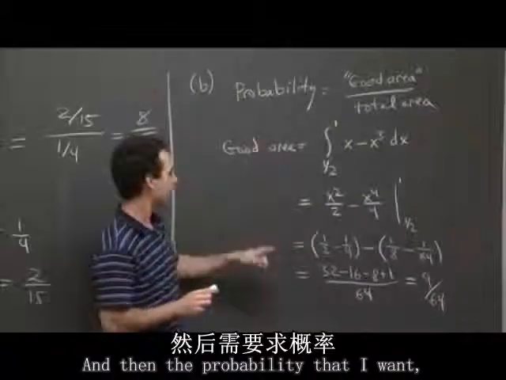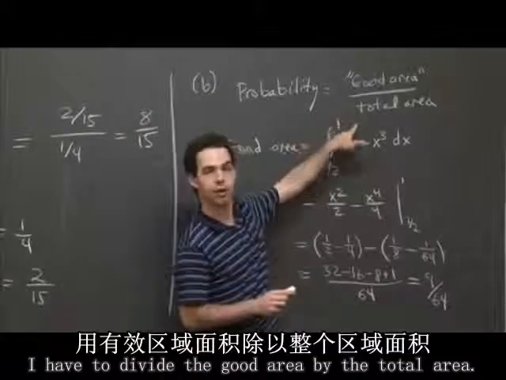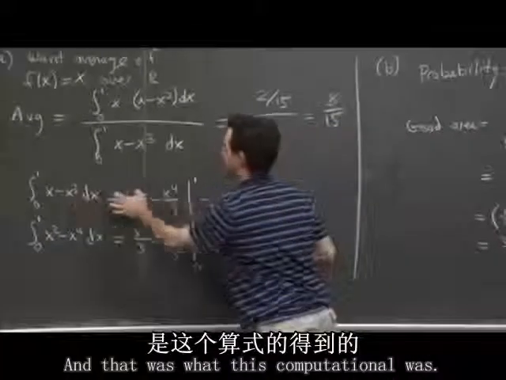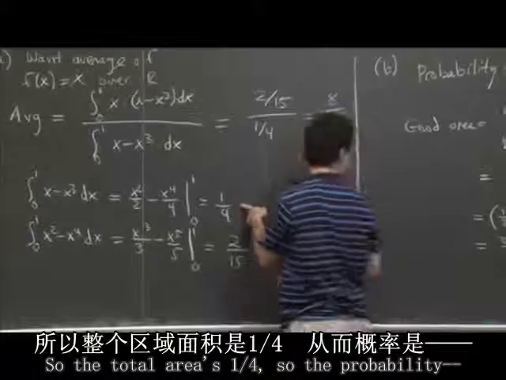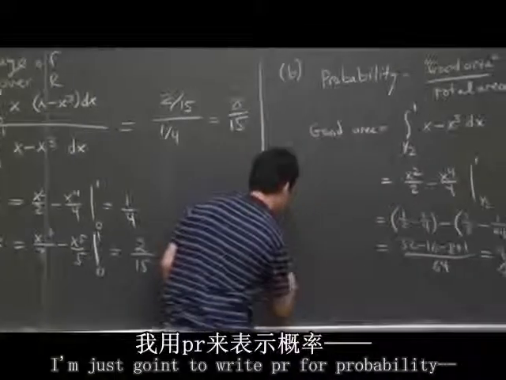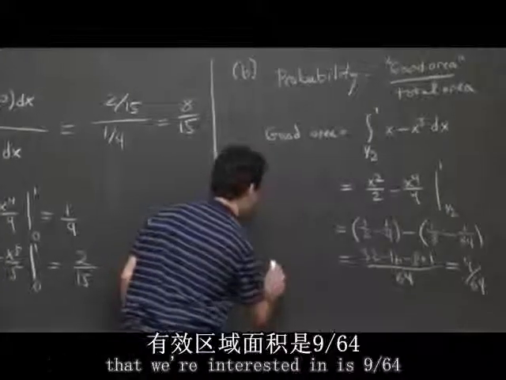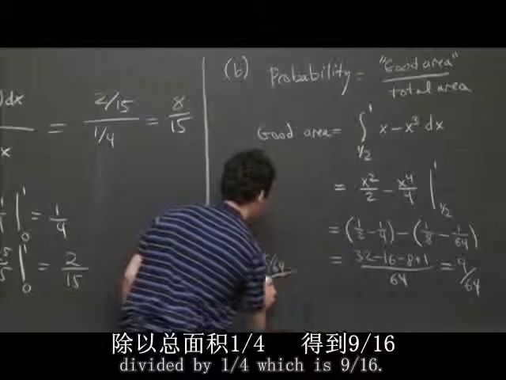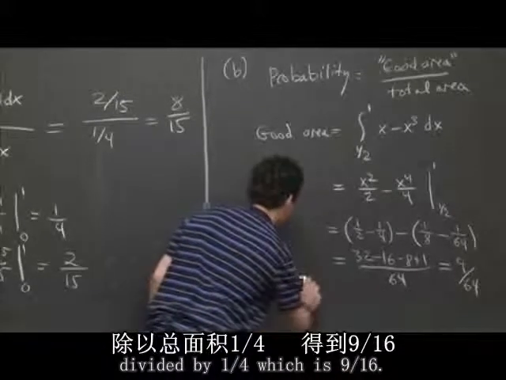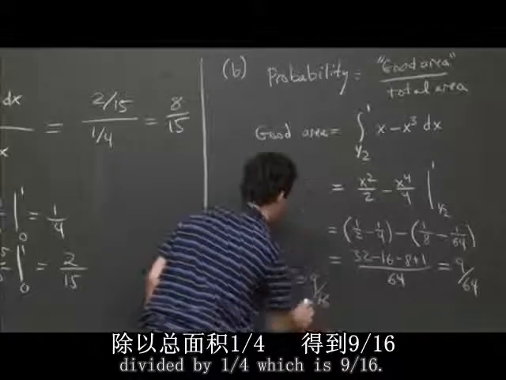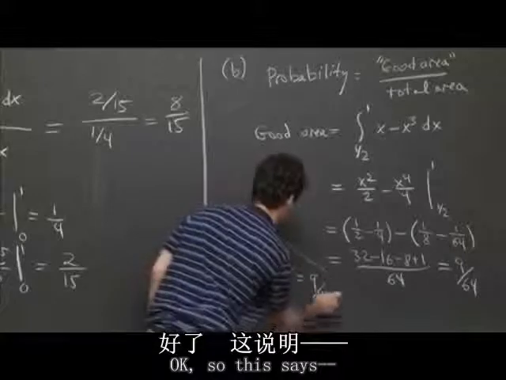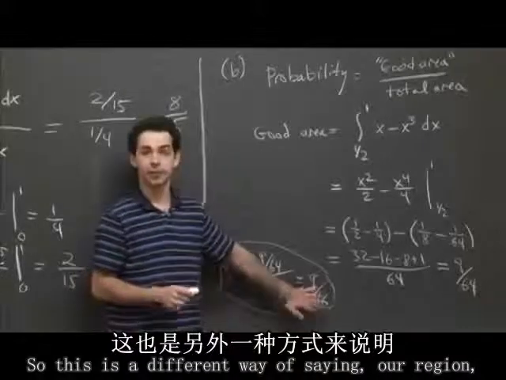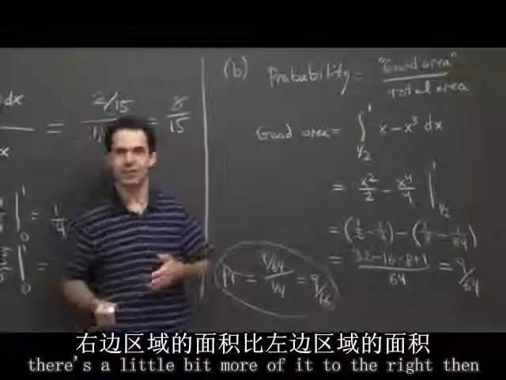And then the probability that I want, I have to divide the good area by the total area. And we saw before that the total area was 1/4. That was what this computation was. So the total area is 1/4. So the probability, I'm just going to write PR for probability, that we're interested in is 9 over 64 divided by 1 over 4, which is 9 over 16. OK, so 9 over 16 is also a little bit bigger than 1/2. So this is a different way of saying our region, there's a little bit more of it to the right than there is to the left.